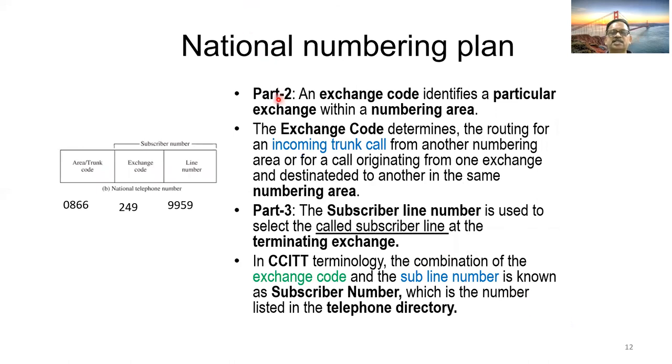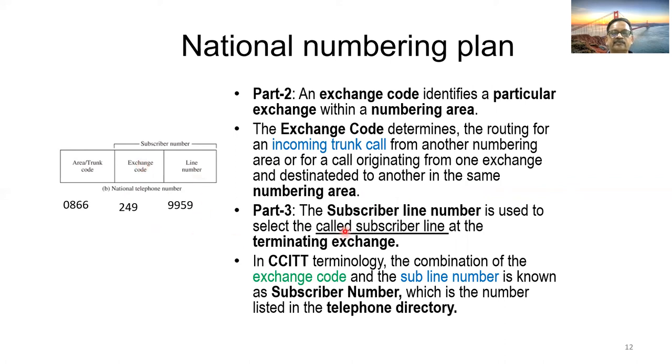Then let us consider part 2. An exchange code identifies a particular exchange within a numbering scheme. Let us go back to the example given. Here I have given my number only for explanation purposes. This is 249. This identifies the specific exchange with 249 as the starting 3 digits. The exchange code determines the routing for an incoming trunk call from another numbering area, or for a call originating from one exchange and destined to another in the same numbering plan. So this exchange code determines to where the call is to be routed.